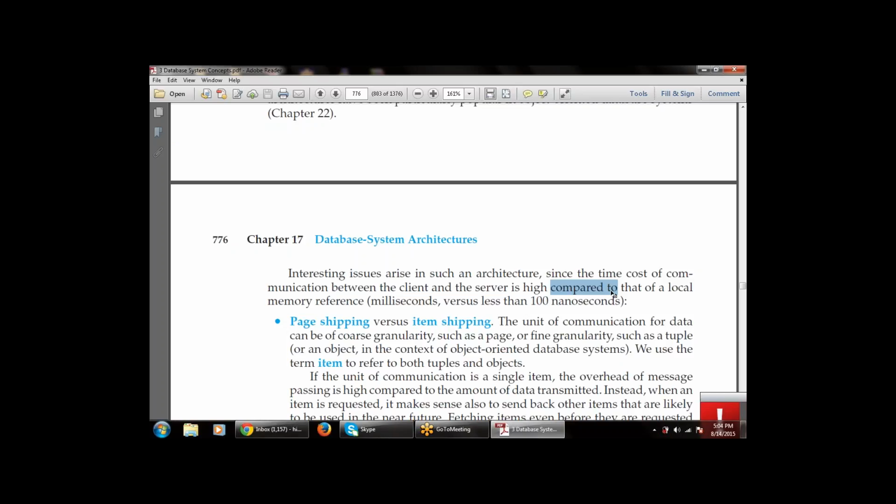Now next is page shipping. What is the difference between page shipping and item shipping? The unit of communication for data can be of coarse granularity, such as a page, or fine granularity, such as a tuple. In the context of an object-oriented database system, we use the term item to refer to both tuples and objects. With a single-item unit of communication, the overhead of message passing is high as compared to the amount of data that is transmitted.